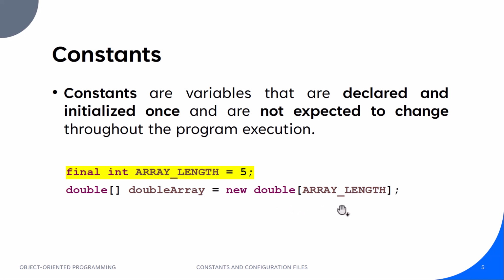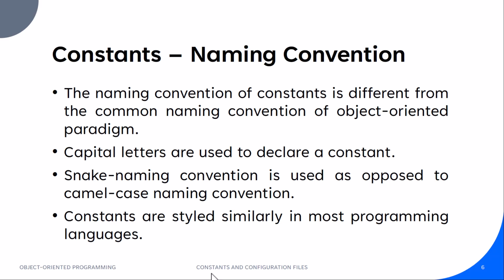Now, why do we do that? Well, in certain cases, we may want to protect our array size from modification. That's why we may specify it as a constant. When you create a constant and you initialize it, the value cannot be changed, and that's why it's called a constant. Let's look at the naming convention of constants.